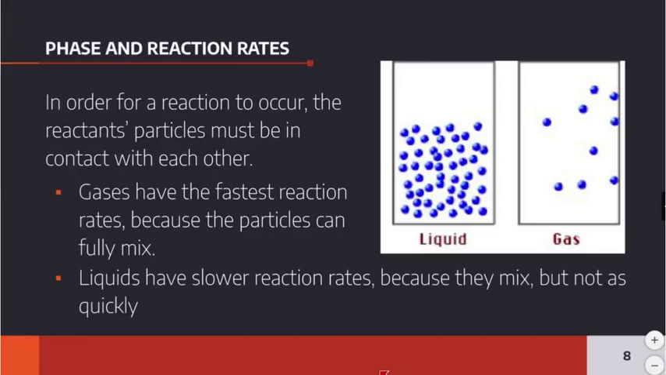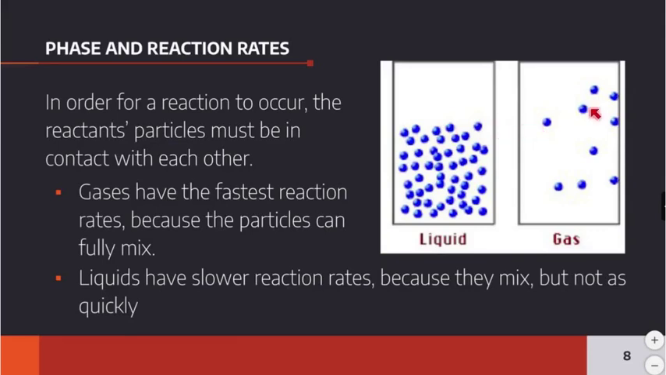Next one is phase, solid, liquid, and gas. The important thing to remember here is that, in a chemical reaction, we have to break old bonds and make new bonds. And the process of breaking bonds and making bonds requires that the particles of the reactants be in contact. The actual physical particles have to run into each other in order for this reaction to happen. They have to collide. And so because of this, gases are going to have the fastest reaction rates.